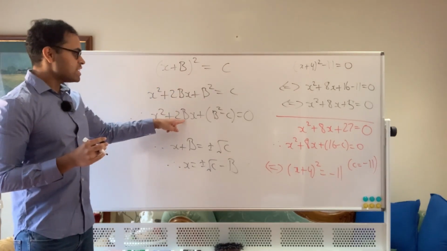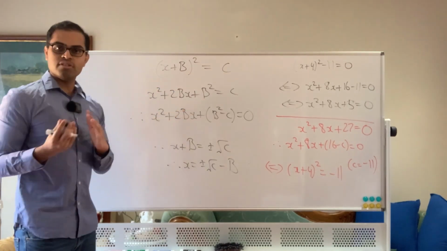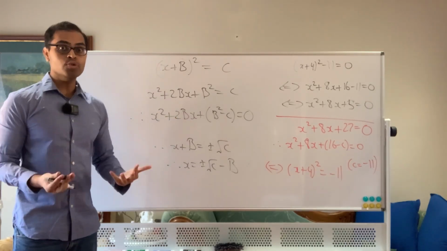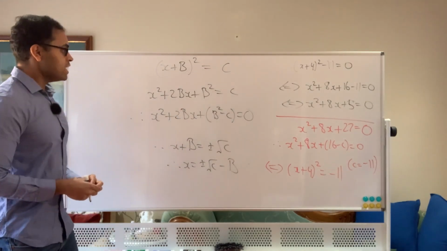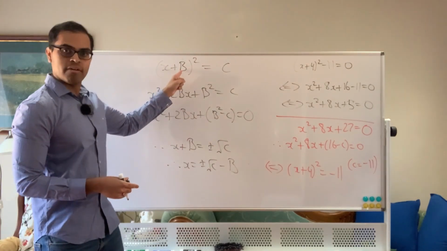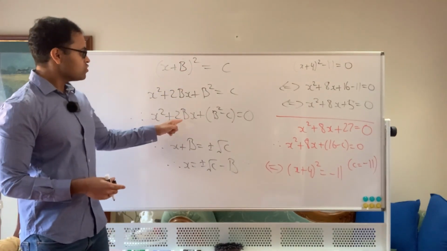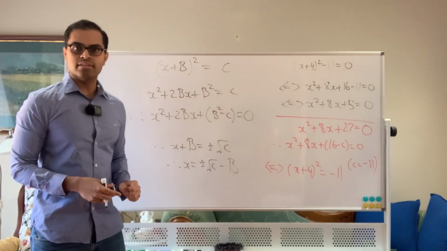And here, if B is anything, you can change the coefficient of x. Any coefficient of x is possible because you're taking 2 times big B. So when big B was 4, in our example, we had a coefficient of 8 times x. If big B is 3, we have a coefficient of 6 times x, okay?